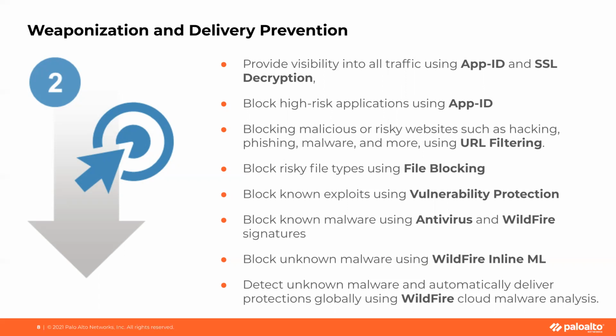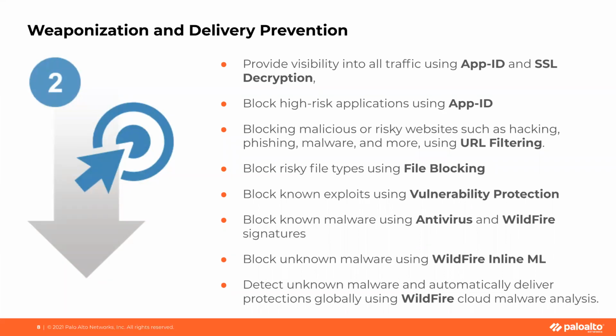But what's really important for visibility is SSL decryption, because app ID is only limited to what the firewall can see. If the data is encrypted, most of the data is hidden behind the SSL encrypted traffic, which is why SSL decryption is very, very important and should always be used. Once we have the visibility, then we can block the high-risk applications using app ID. So this is a first step in reducing the attack surface. Blocking unused or unwanted or high-risk applications reduces the attack surface by quite a lot.